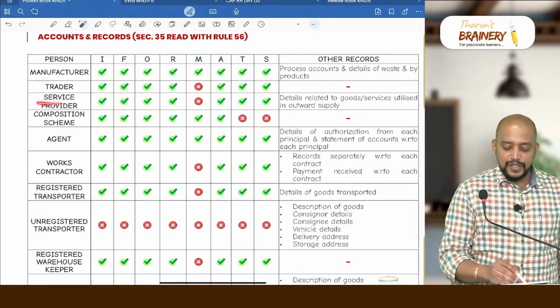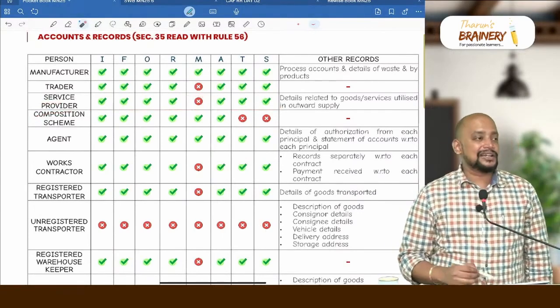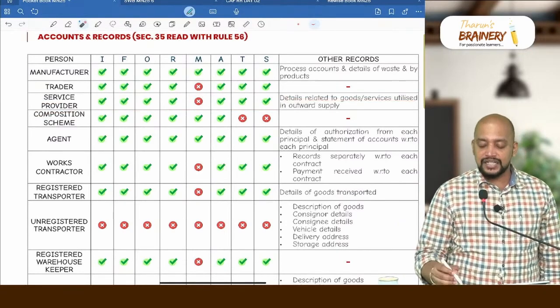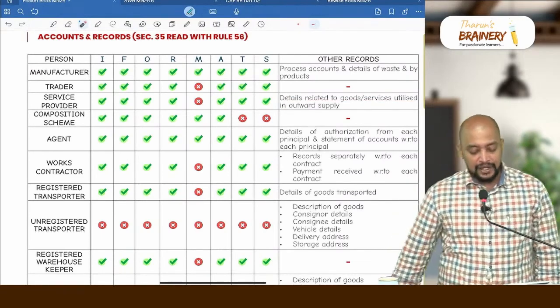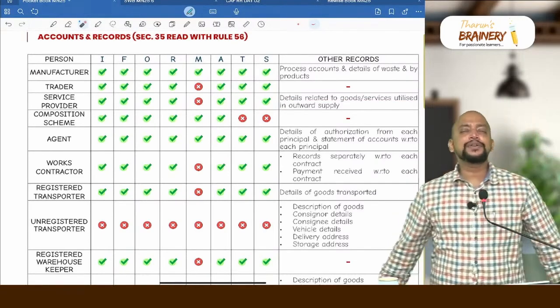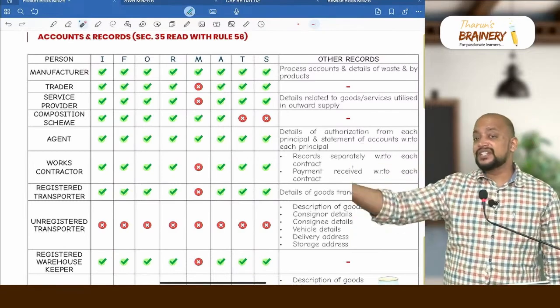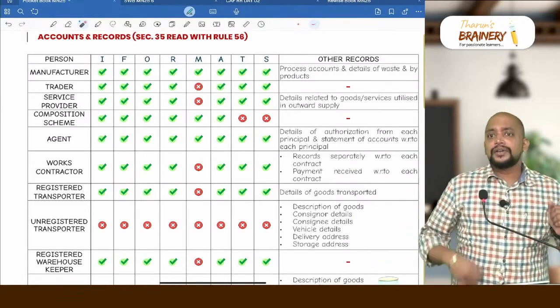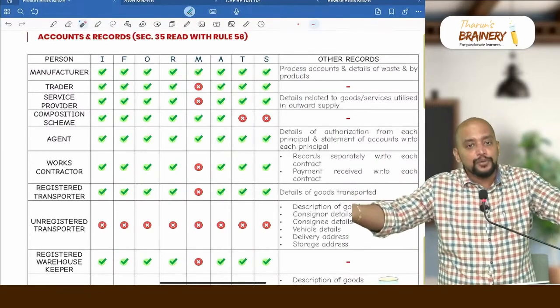And being a service provider, they need to maintain I formats, but manufacture related records are not required, and other records: details related to goods or services utilized in the outward supply. What is the use of it? For example, take my business. In my business, I am engaged in sale of books, which is exempted, and sale of video lectures, which is taxable.